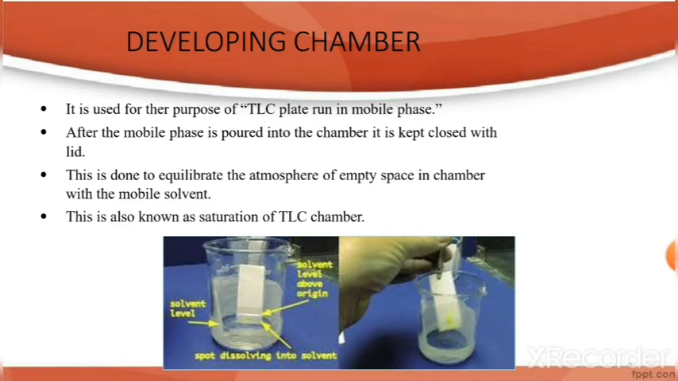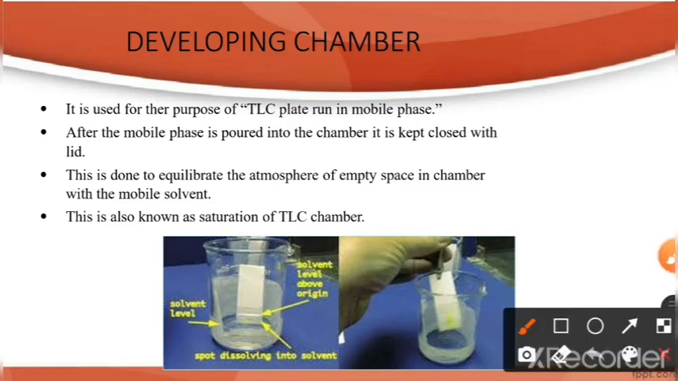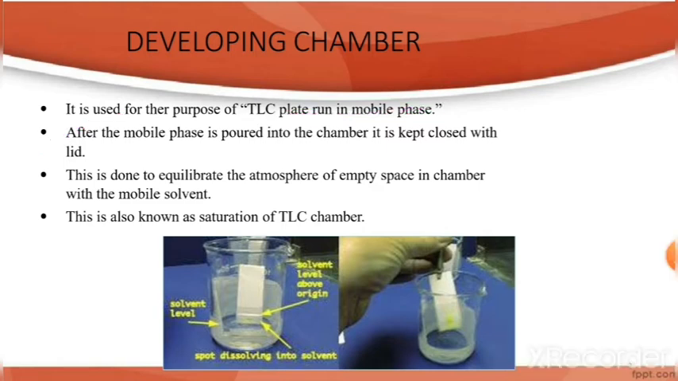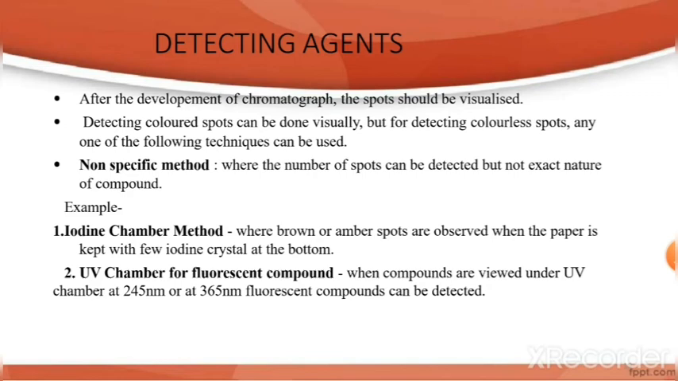Developing chamber. Now the developing chamber is used for the purpose of running the TLC plate in a mobile phase. After the mobile phase is poured into the chamber, it is kept closed with the lid. Whatever solvent we are using, we have to pour it in the beaker, and in that beaker we have to keep our slide, that is the silica gel slide where we have spotted our sample.